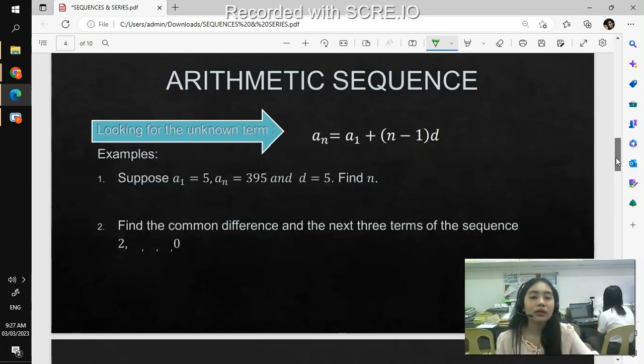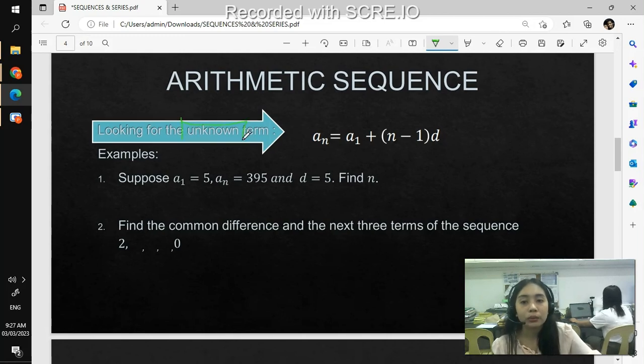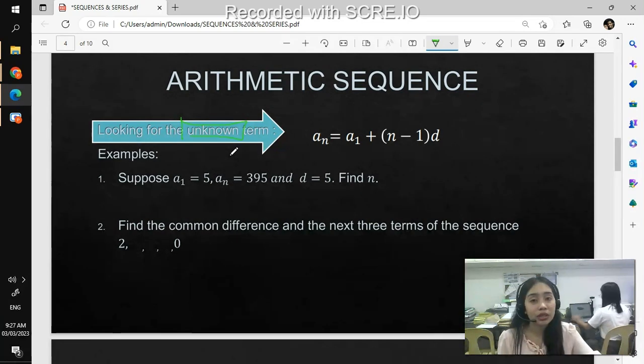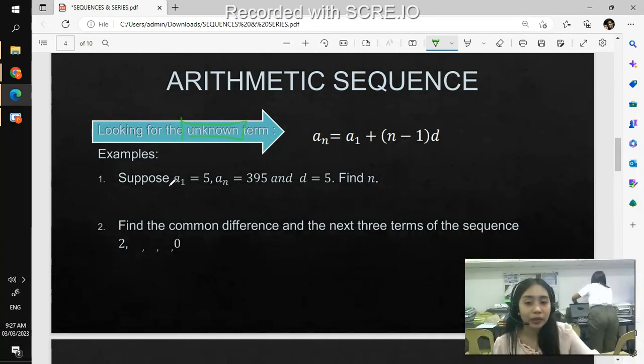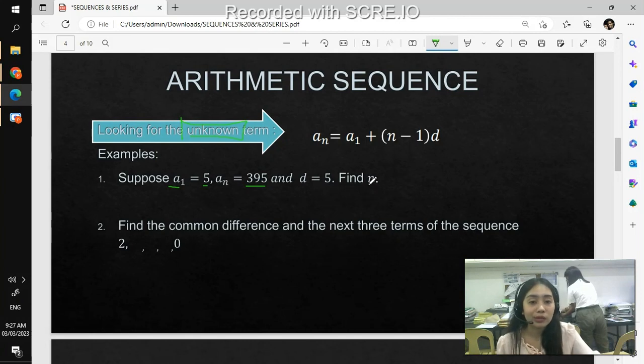All right. Now, let us try to use the same general formula to look for the unknown term. What if the terms are given, but we are to identify its position in the sequence, or we are to look for the common difference? Just like in this example, we have the first term given, that's a sub 1, which is 5. We have a sub n, that's 395, and we have the common difference d, which is equal to 5. So your task is to find n, or to look for the position of 395 in the sequence.